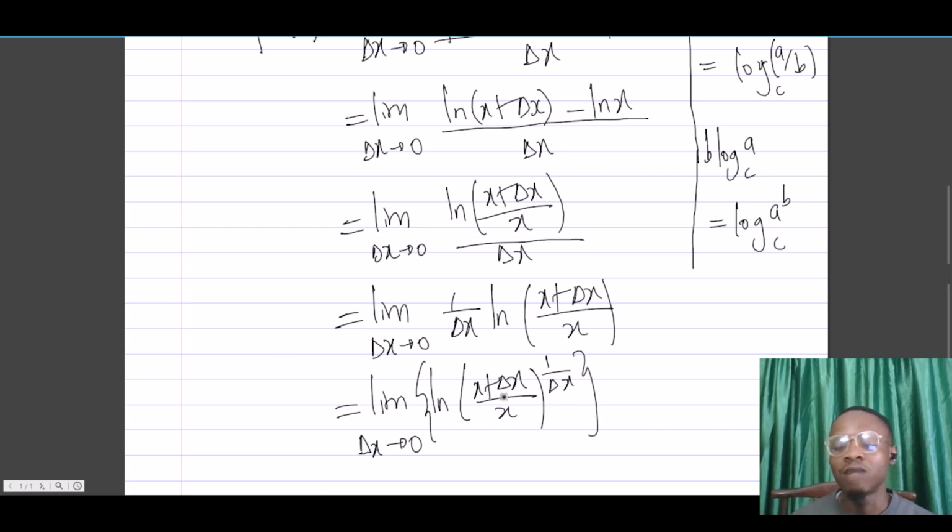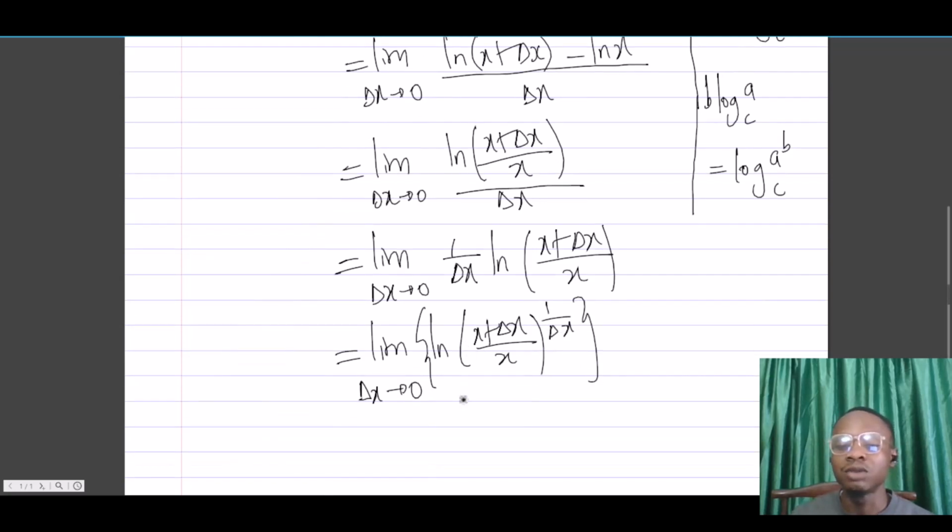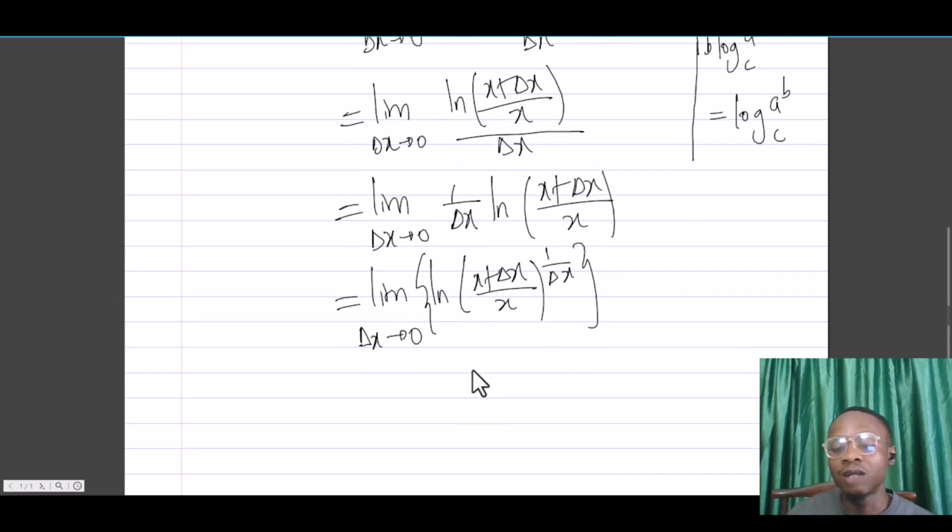So that is what we have left inside the limits because we have applied this rule to bring this coefficient to the power. Okay, so that's what we have here. And now because we have ln of some argument, we can bring out the ln and then take the limit of what we have inside.